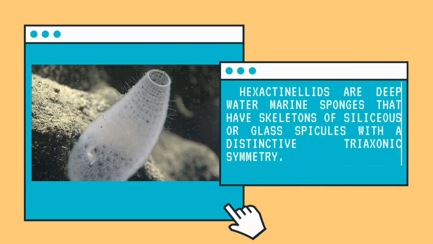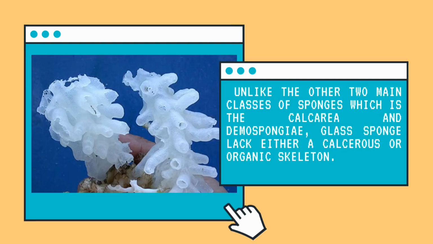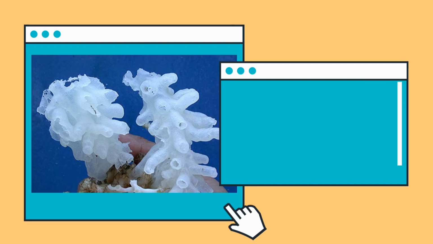Hexactinellida. Hexactinellids are deep-water marine sponges that have skeletons of siliceous or glass spicules with a distinctive triaxonic symmetry. Unlike the other two main classes of sponges, which are Calcarea and Demospongiae, glass sponges lack either a calcareous or organic skeleton.